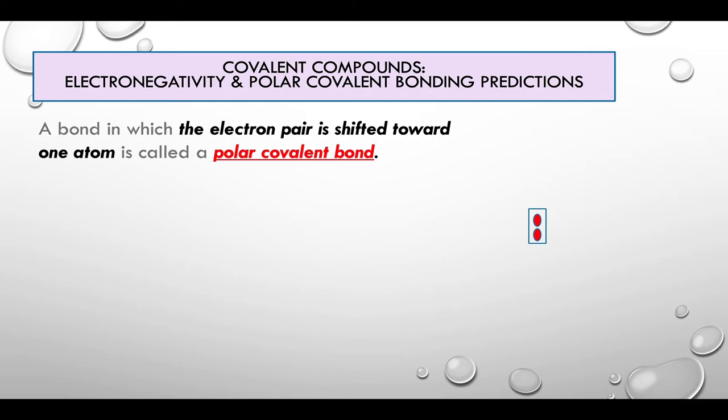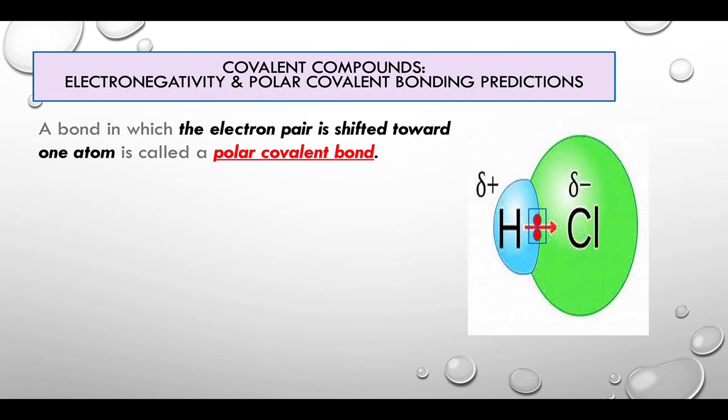But now we can also have a bond where the electron pair is shifted towards one atom, and that's called a polar covalent bond, kind of like we just saw with HCl. Since it's shifted, we now have poles. We have a plus and a minus, a north pole and a south pole, like a battery. And so they'll be pulled closer.